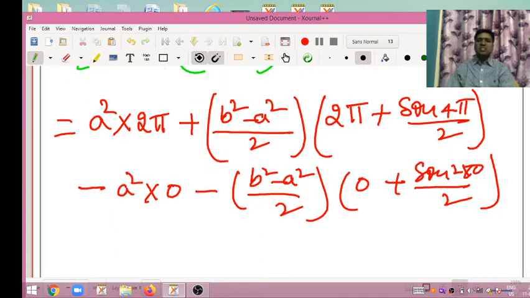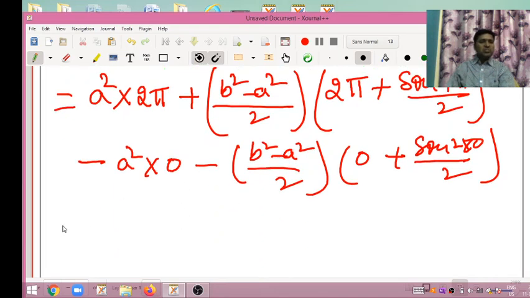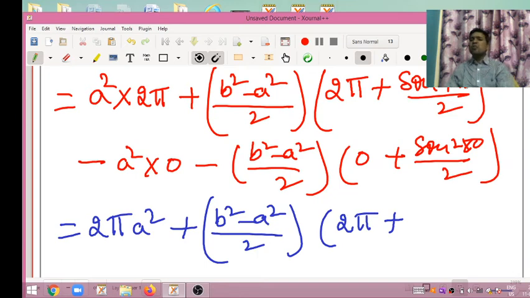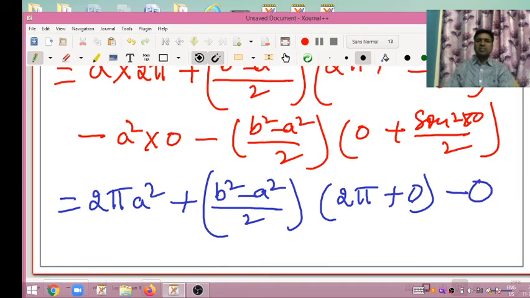So this value, how much? 2 pi a square, plus b square minus a square by 2, right as it is, into 2 pi also. Sin 4 pi value is 0, 0 by 2 is 0. Again a square into 0 is 0, plus sin 0 is 0, 0 plus 0 is 0. That means the total value of the lower limit is 0 here.